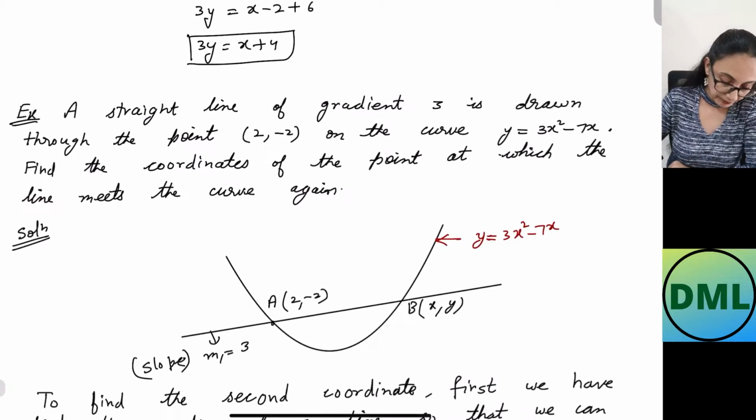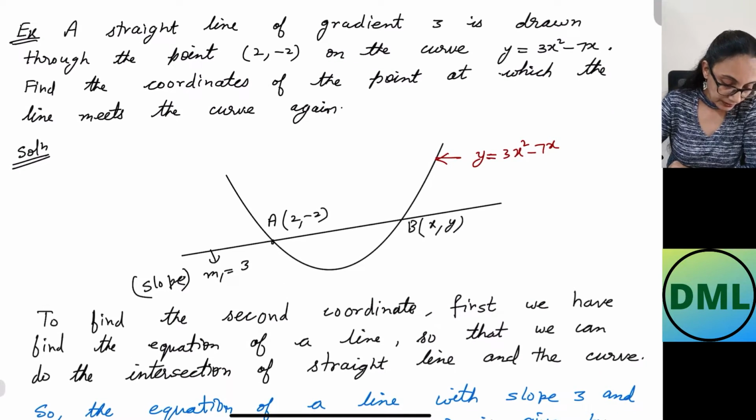Let's see one more example. A straight line of gradient 3 is drawn through the point (2, -2) on the curve y is equal to 3x squared minus 7x. Find the coordinates of the point at which the line meets the curve again.